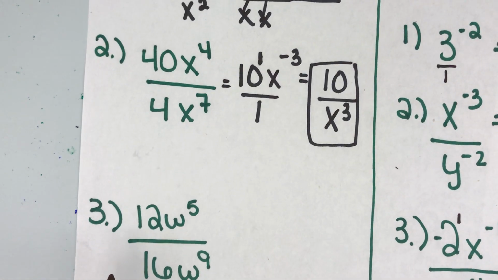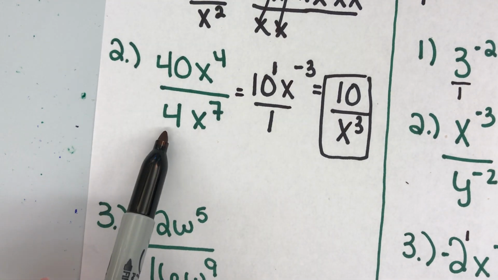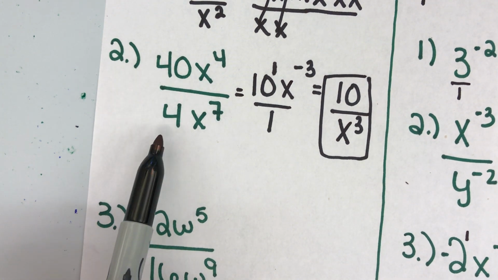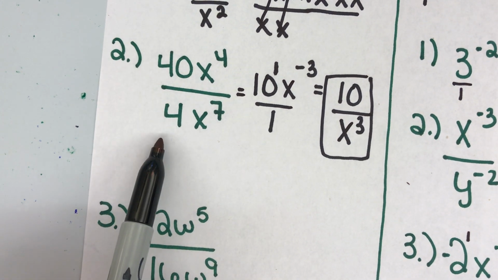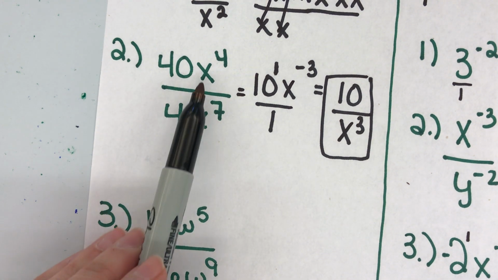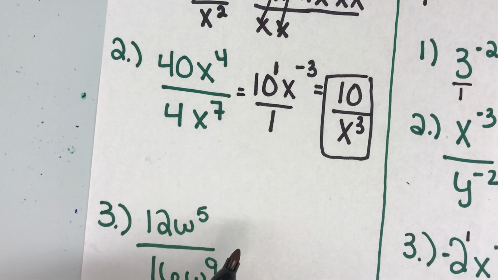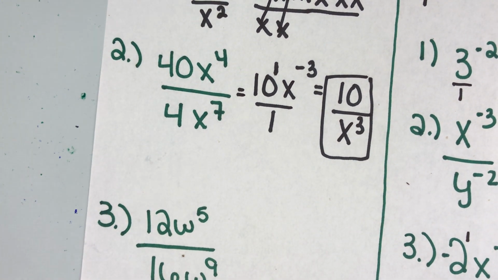So what happened in number 2, as I was saying, was 40 and 4. Always remember that those are regular numbers that get divided. They are not exponents. That's why they became 10. But 4 minus 7 became negative 3, which then had to move down.